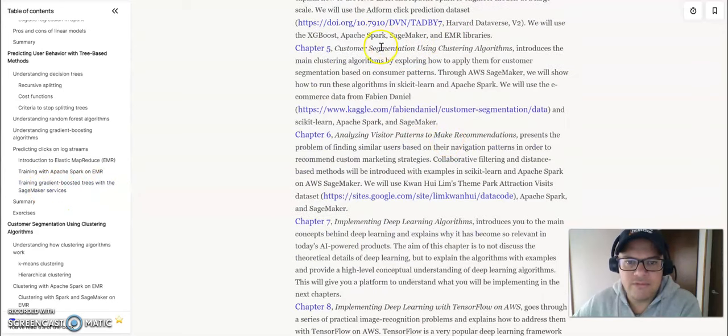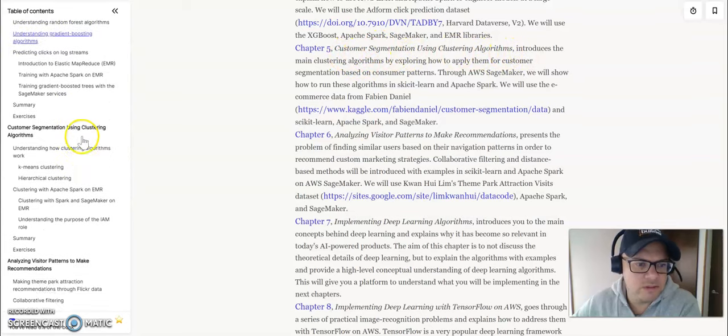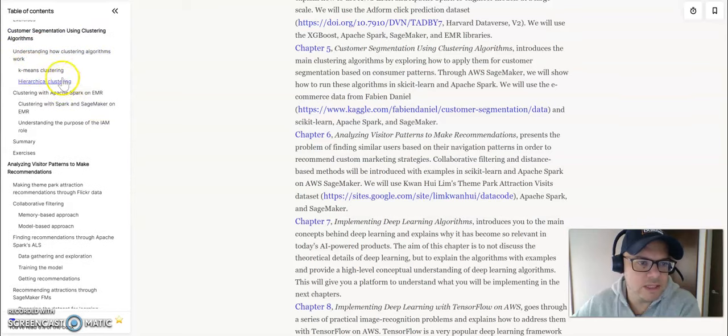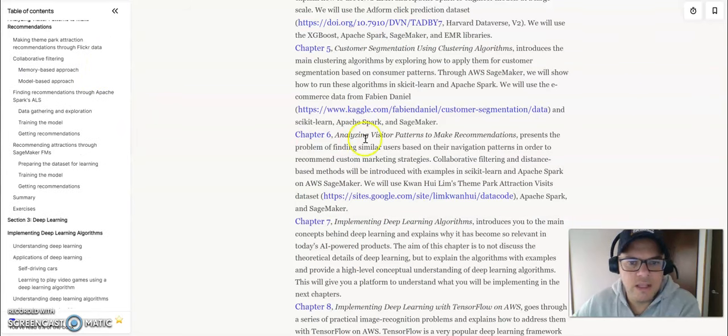Chapter 5 is going to be customer segmentation using clustering algorithms. So it's going to be all about clustering: understanding the clustering algorithms, K-means clustering, hierarchical clustering with Apache Spark on EMR, clustering on Spark on SageMaker, and understanding the process of the IAM role in terms of using SageMaker.